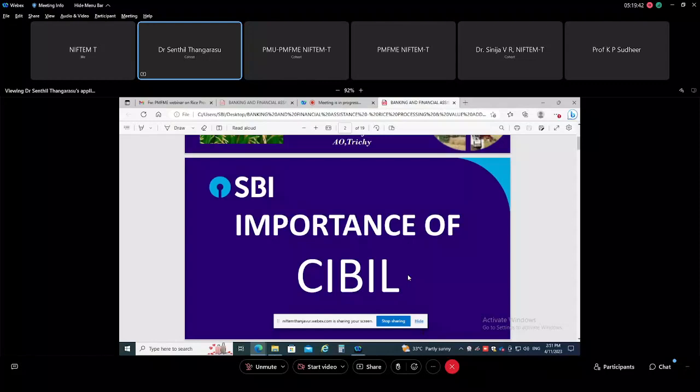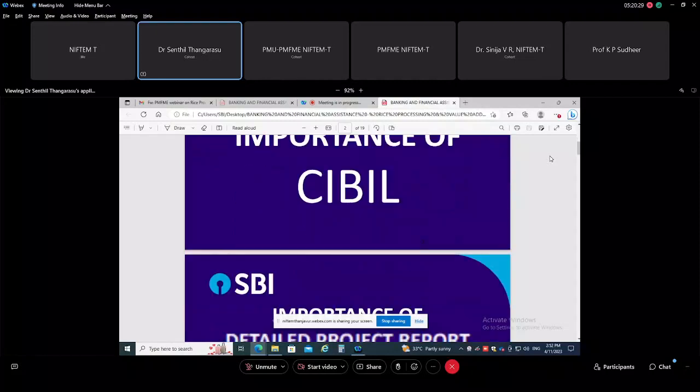So any person or organization or FPO, farmers producer company, if you are starting the business, before entering any business, you should check your CIBIL score. If anything happens to the CIBIL score, your loan will not be taken further. That is the importance of it in the banking area.